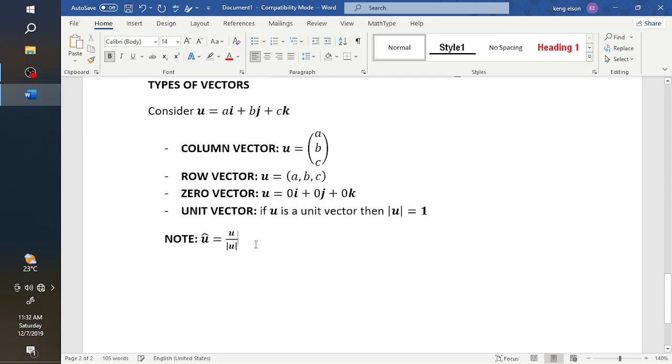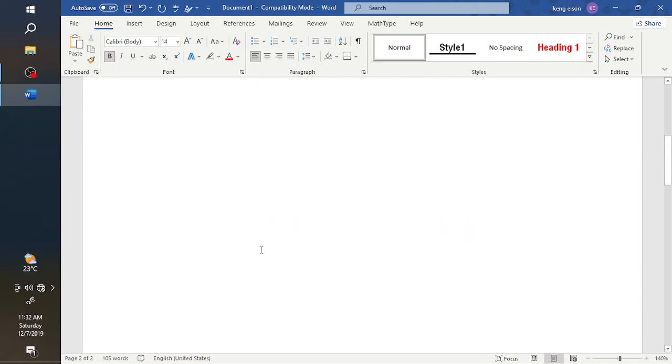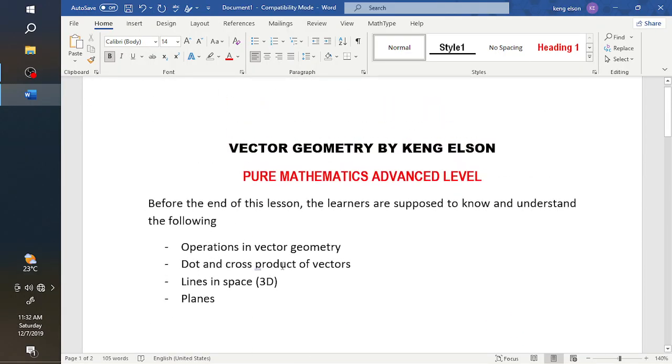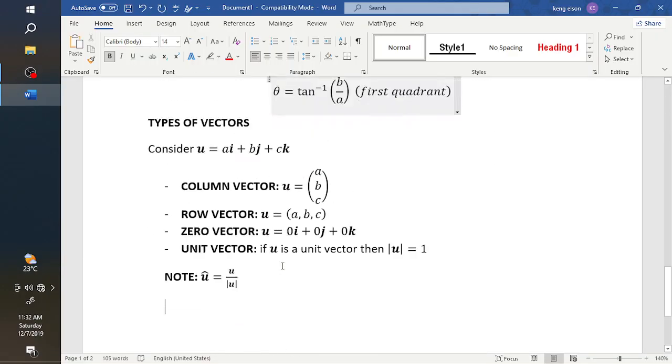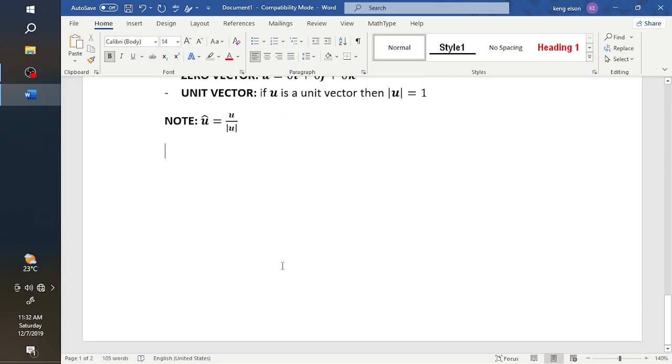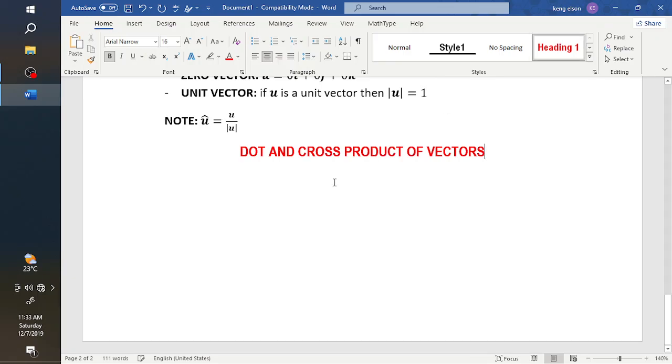Now I think you have taken a lot of time on these operations, so let's proceed to the next objective. After operations, we have the dot and cross product of vectors. That is our next objective.